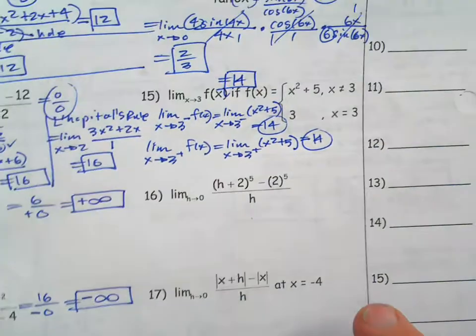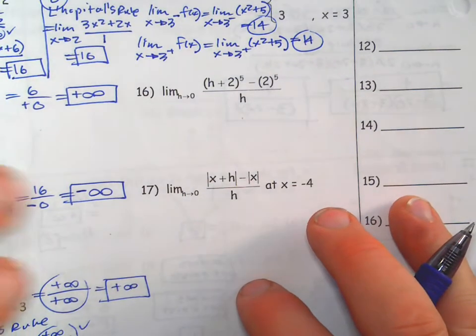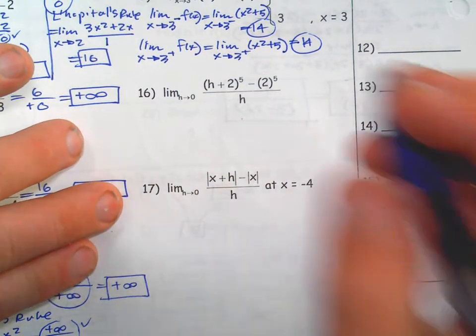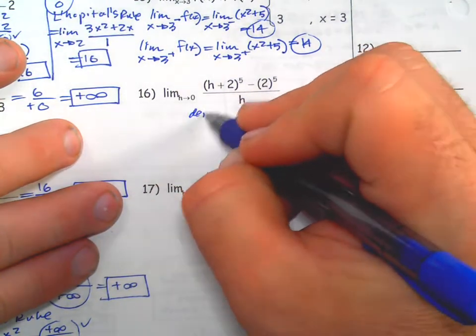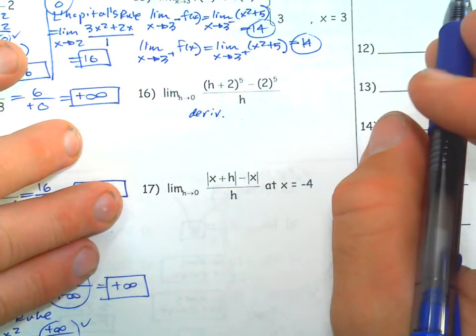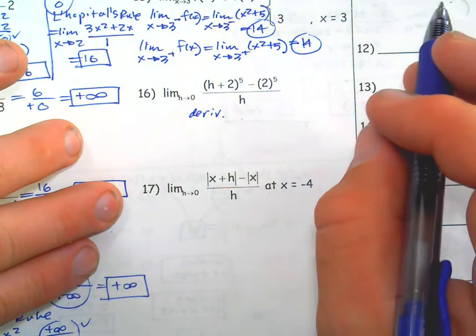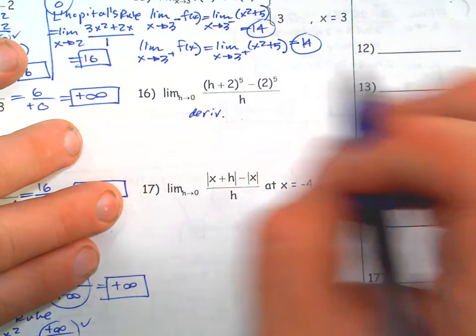That's the kind of work, though, that you can show. Now, 16, 17, these are the ones that you want to use a shortcut for. You should realize this is a derivative. You could do this the long way. I really don't want you to. You don't have time. You're going to make mistakes.